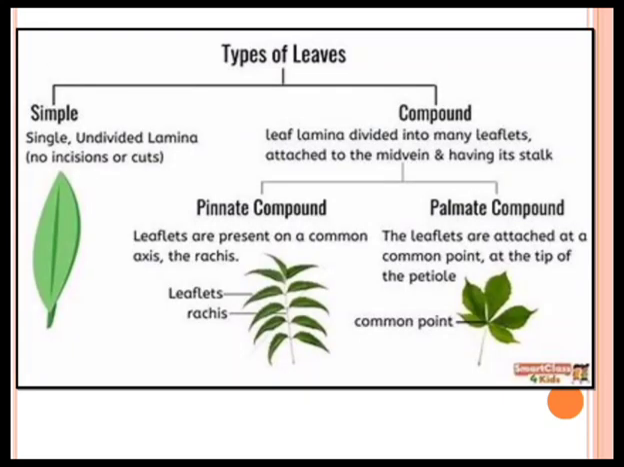You can see the difference between the reticulate and the parallel venations. Now if we talk about the types of leaf, there are two types of leaves, simple leaves and compound leaves. You can differentiate them with the help of diagrams. In the simple leaf, there is a single, undivided lamina. In compound leaves, the leaf lamina is divided into many leaflets attached to the midvein and having its own stalk. They are again of two types, pinnate compound and palmate compound. In pinnate compound, leaflets are present on a common axis, while in palmate compound, the leaflets are attached at a common point at the tip of the petiole.